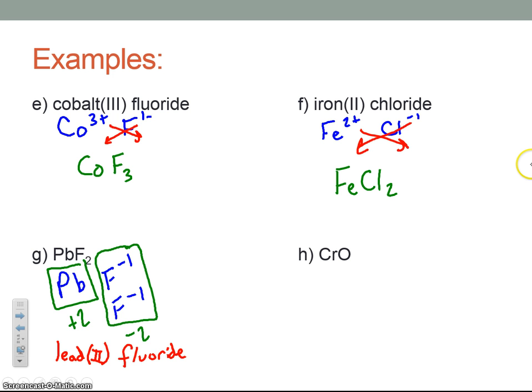Okay. Let's try it with chromium oxide. So we have 1 chromium, we've got 1 oxygen. What's the charge of oxygen? If I look on the periodic table, it's minus 2. So then what's the charge of chromium have to be? It has to be plus 2, which means here I have chromium 2 oxide.